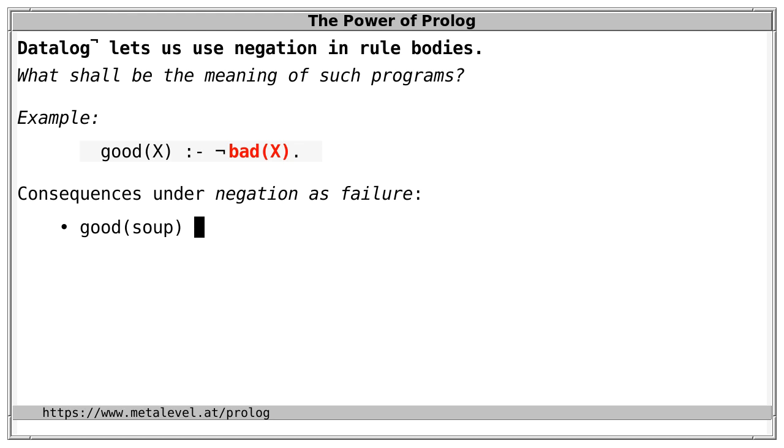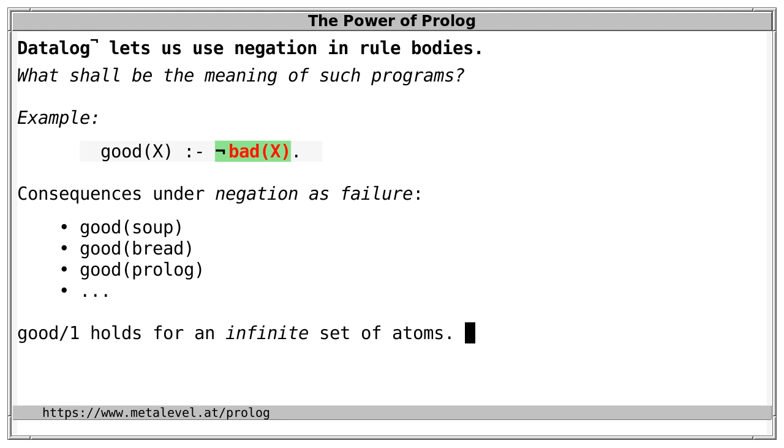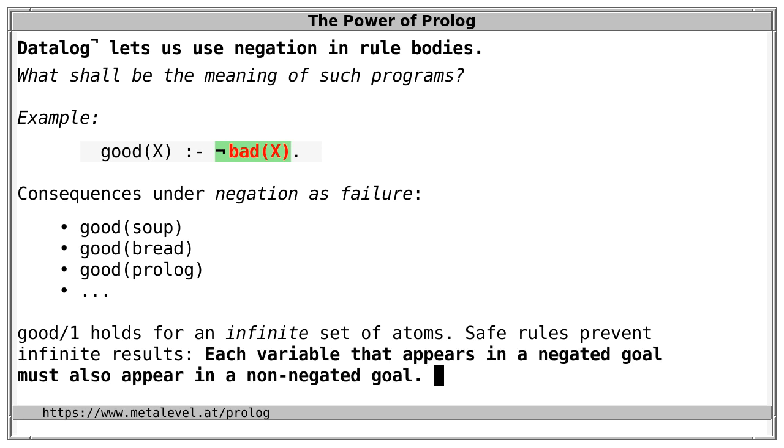Because there's nothing here that says that soup is bad. So bad of soup cannot be derived, and therefore the negation is true, if we take negation to mean that something cannot be derived. Similarly, bread is good under this interpretation, Prolog is good, and so on. And one major issue here is that under this interpretation, good holds for an infinite set of atoms. And one way to avoid this is to use a safety condition, where we say, for example, each variable that appears in a negated goal must also appear in a non-negated goal.